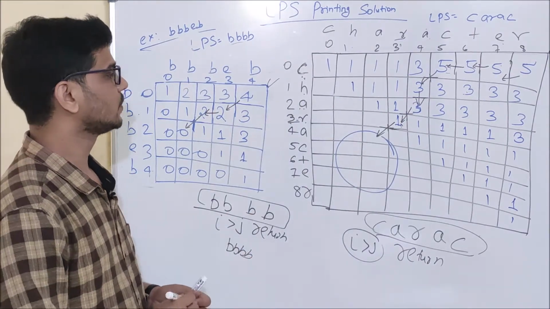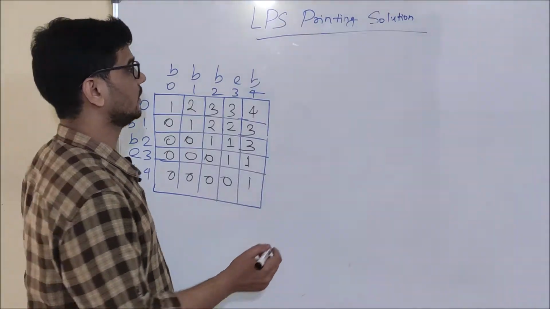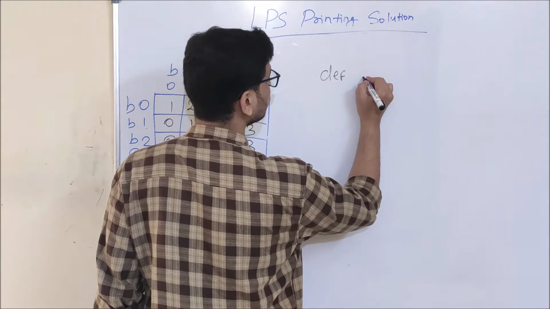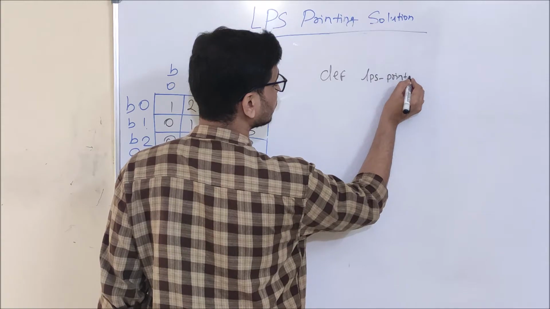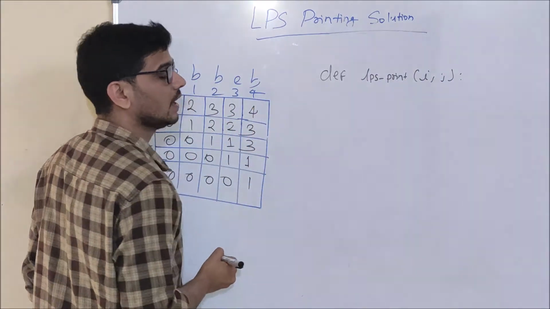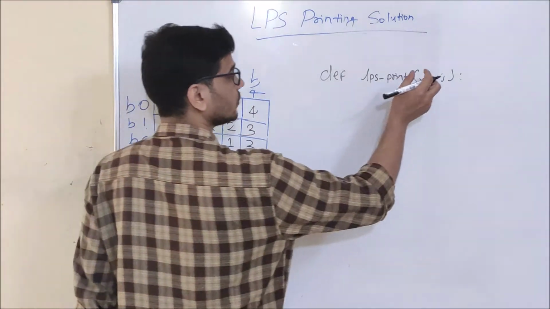So friends, now what we are going to do is, we will write a code. Now let's write the function to do it. First of all, we will define the function using the def keyword. LPS print will be the name of the function. It will take two parameters, I and J. What are I and J? I is the index of the first character and J is the index of the last character.